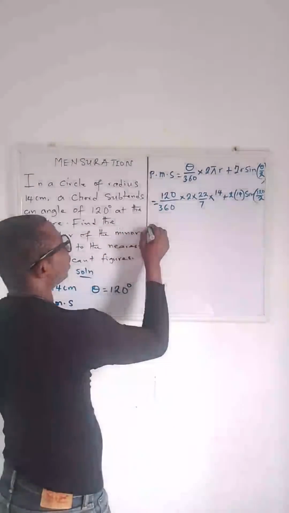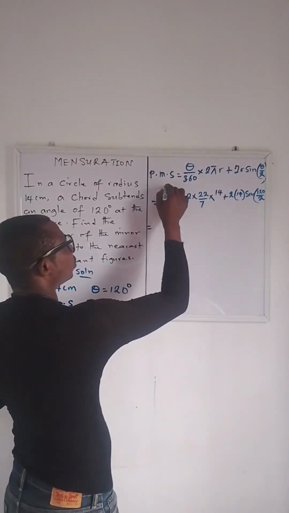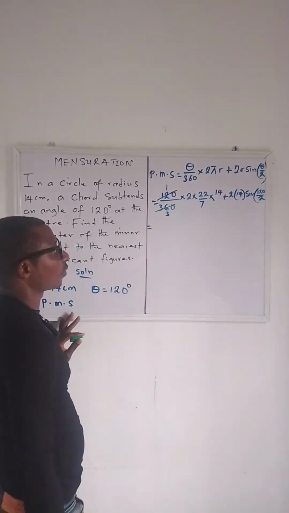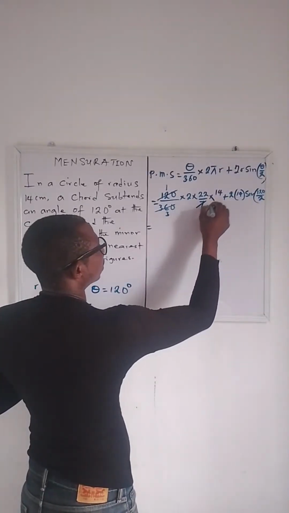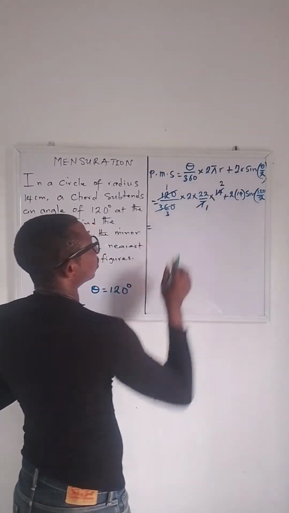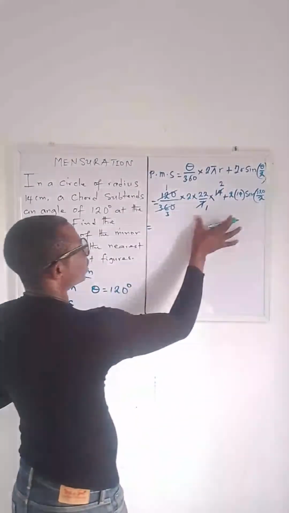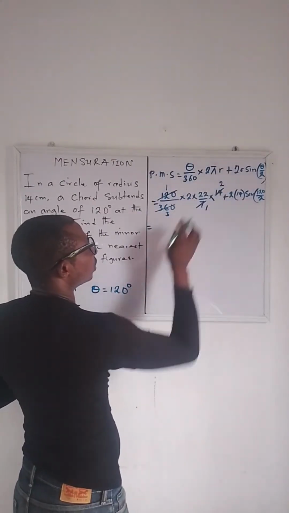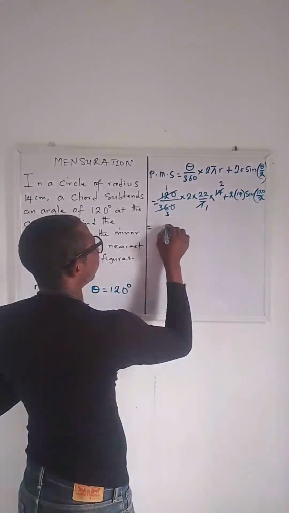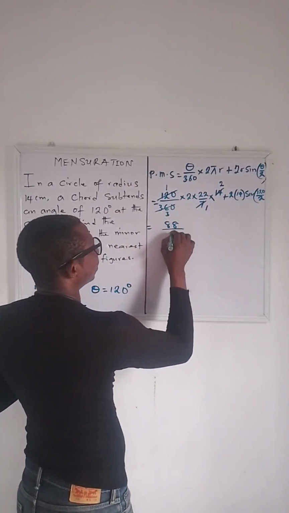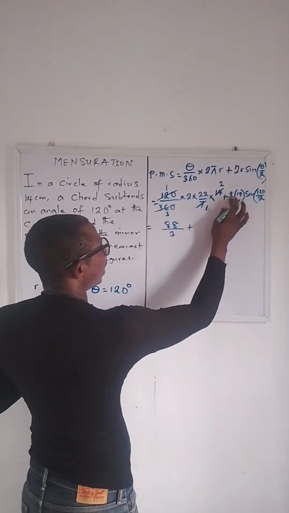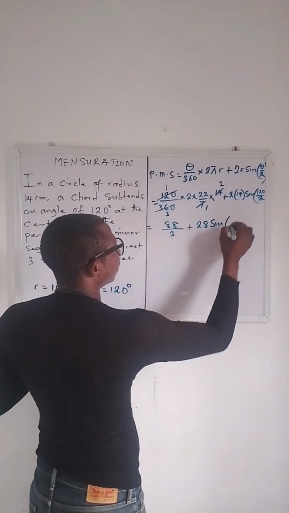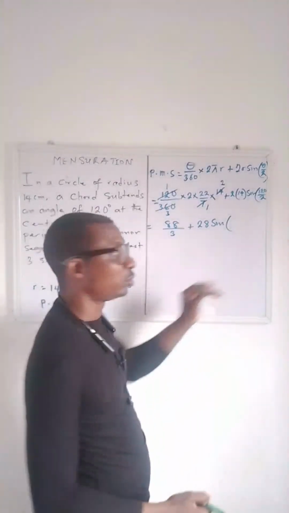Now this gives us what? 120 goes into 120 once, 120 goes into 360 three times. 7 goes into 7 once, 7 goes into 14 twice. So now this turns to 1 times 2 times 22 times 2. That gives us 88. We have 88 over 3 plus, now you multiply 2 by 14, that is 28, times sine, and when you divide 120 by 2, you have 60.